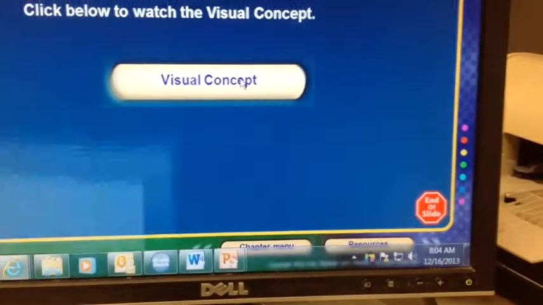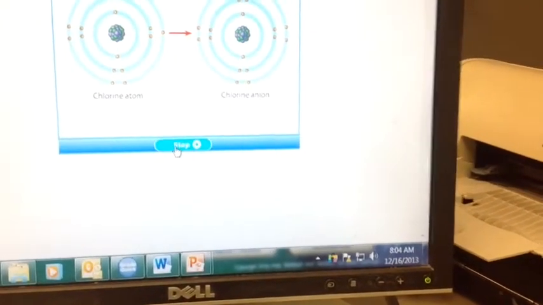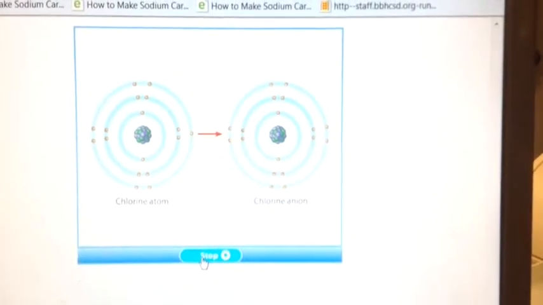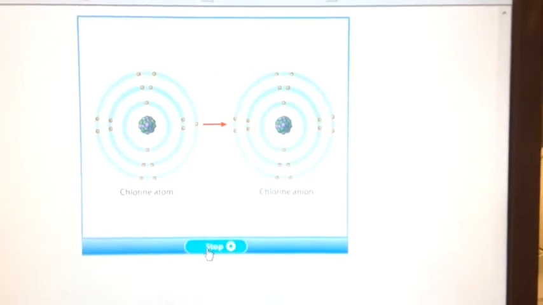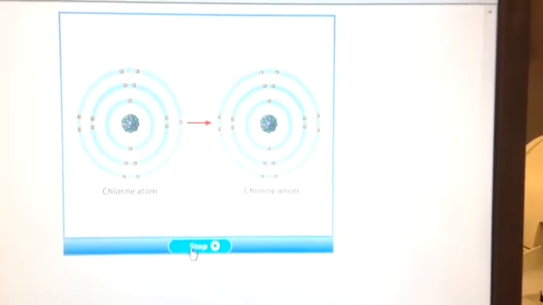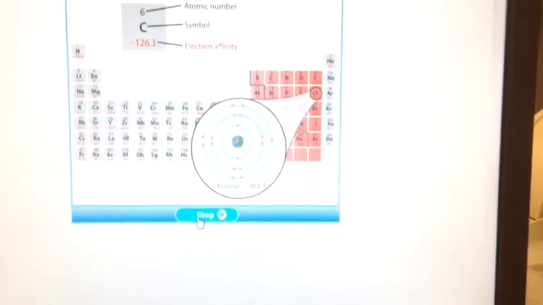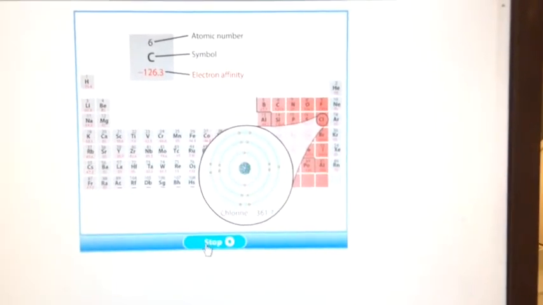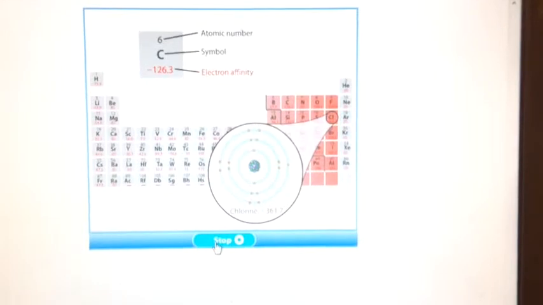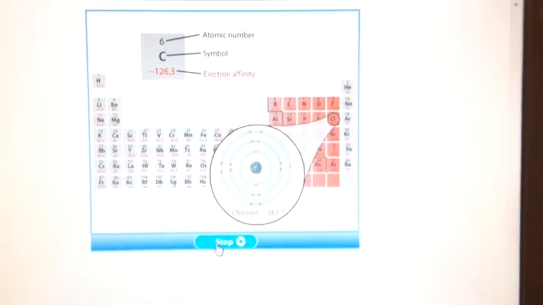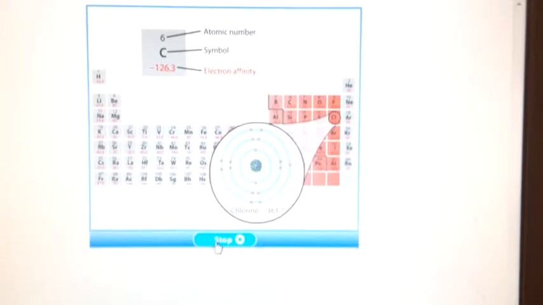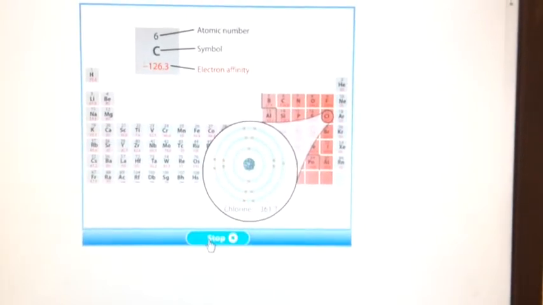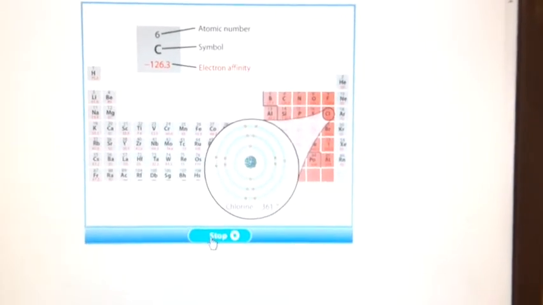Let's watch this visual concept. Some elements acquire electrons to form negative ions. In the case of chlorine, the formation of a negative ion is favored because the resulting chloride has a full octet. In general, the closer the atom is to acquiring a full octet, the more strongly it attracts electrons. Chlorine has 7 valence electrons, and its electron affinity is negative 361.7. By convention, the more negative the number, the more strongly the atom attracts the negative electrons.